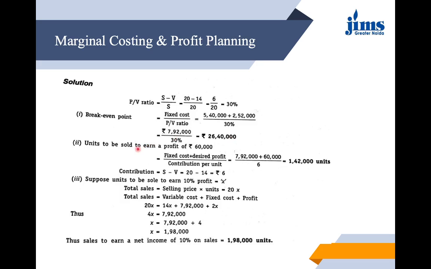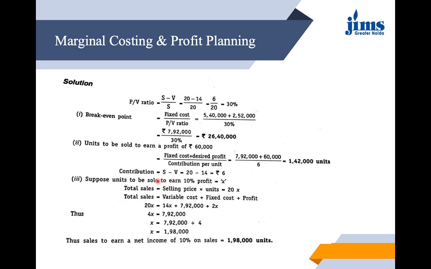Then in the second part, they are asking the units to be sold to earn a profit of 60,000. For that purpose, we take our fixed cost plus the desired profit upon the contribution, that is 1,42,000. From there we can find out contribution, that is sales minus variable cost, that is rupees 6.